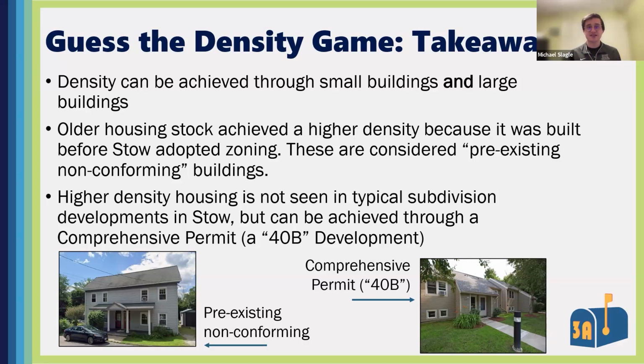And then higher density is not something that we see through the traditional subdivision process through Stow's zoning, but rather through the 40B developments or through a comprehensive permit. Those allow developers to build without following the zoning bylaw strictly in exchange for creating affordable housing. So we can get some dense developments through different avenues, but zoning is one of the main ways that prevents multifamily housing and some of this denser development from being built.